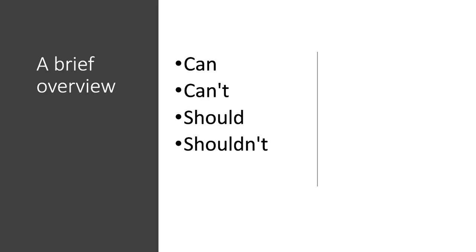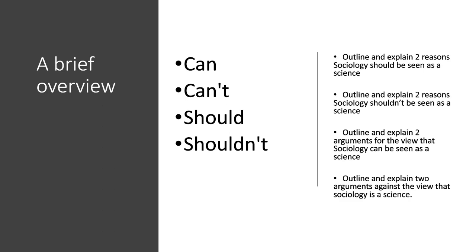Four very simple things that you need to know. It can be studied as a science, so physically it is possible. It can't, it's physically impossible. It should, that we should be trying to do it as a science, and we shouldn't be because it's a bad thing. Possible exam questions, there's loads of them. It could be as simplistic as outline and explain two reasons why sociology can be studied as a science. As long as you've got a paragraph on can, can't, should, shouldn't, you should be fine.